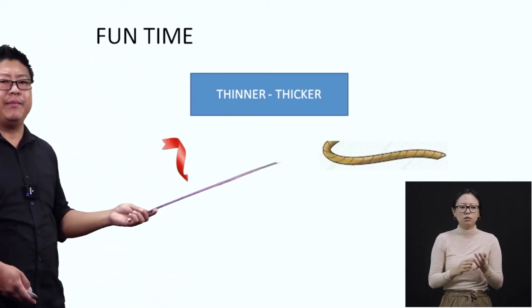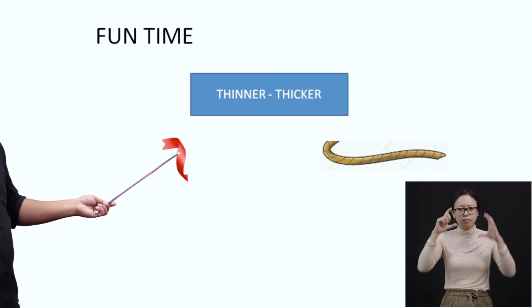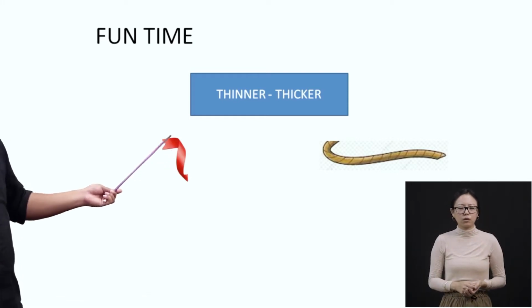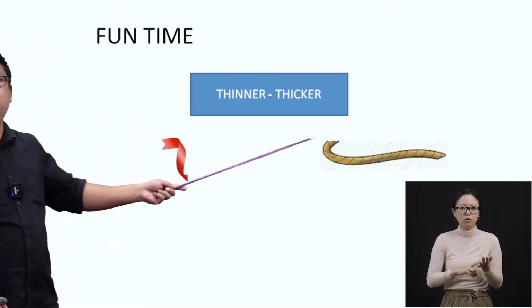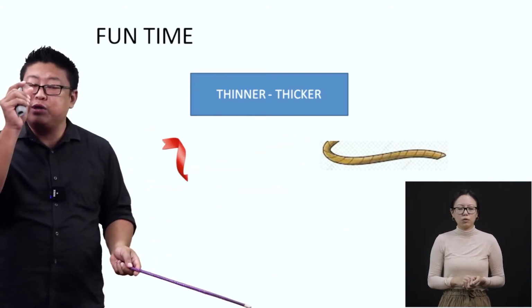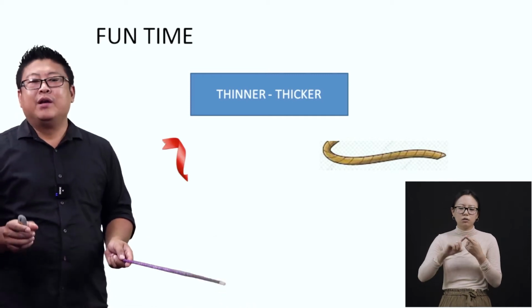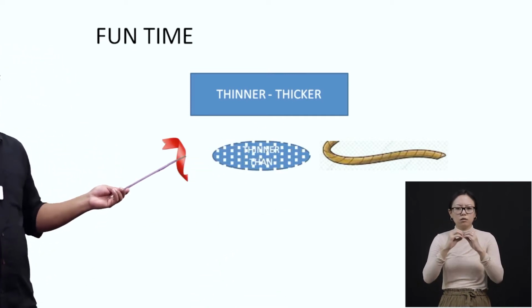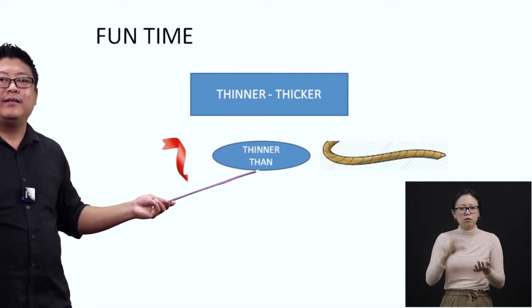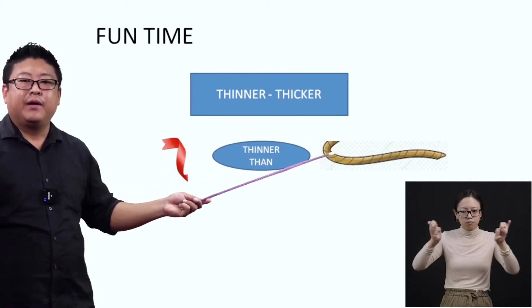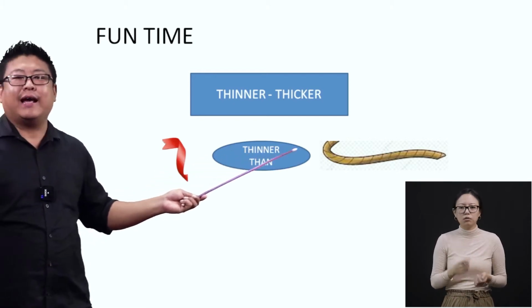Let's look at the first image. Here we have a piece of ribbon. A ribbon is usually very thin, right? And we have a piece of rope here. So ropes are usually very thick. So we can say that the ribbon is thinner than the rope. The ribbon is thinner than the rope.